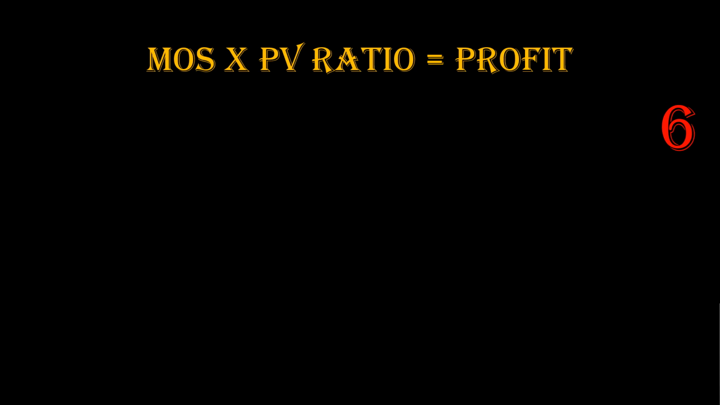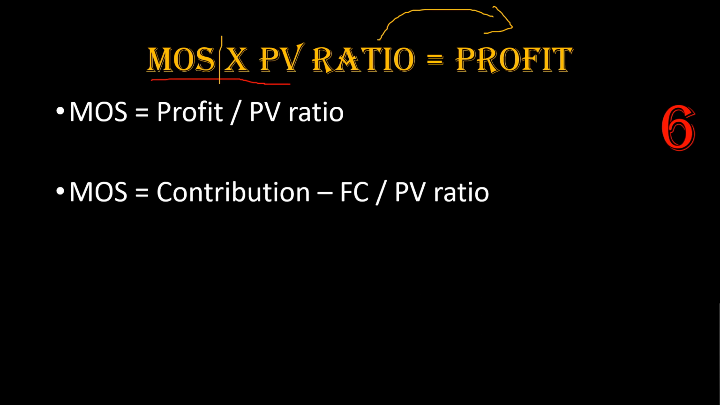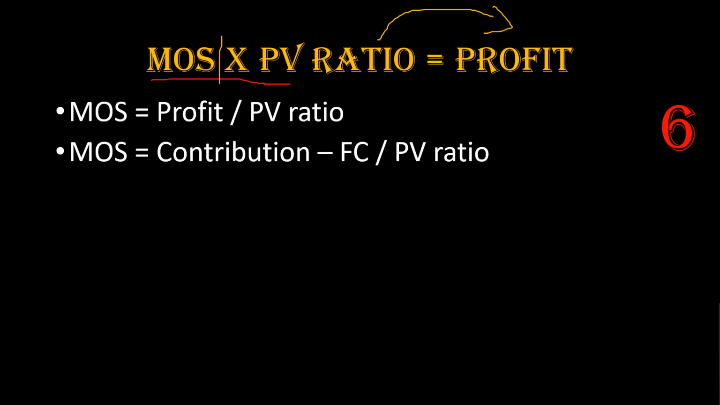And here is the next slide. Here the base formula is margin of safety into PV ratio gives you the profit. So first formula, margin of safety is equal to profit divided by PV ratio. Here the margin of safety stays and the PV ratio comes to the right side. Second formula, profit is nothing but the contribution minus fixed cost. So margin of safety is equal to contribution minus fixed cost divided by PV ratio.